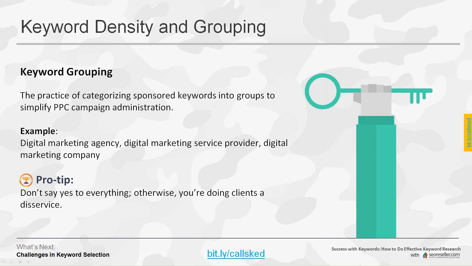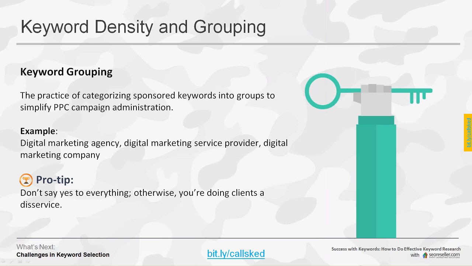So, more on keyword density and grouping. Keyword grouping is the practice of categorizing keywords into groups in order to simplify PPC campaign administration. However, for SEO, we also group our keywords. An example is digital marketing agency, digital marketing company, and digital marketing service provider. I have seen clients group digital marketing agency, digital marketing, and digital marketing service together.